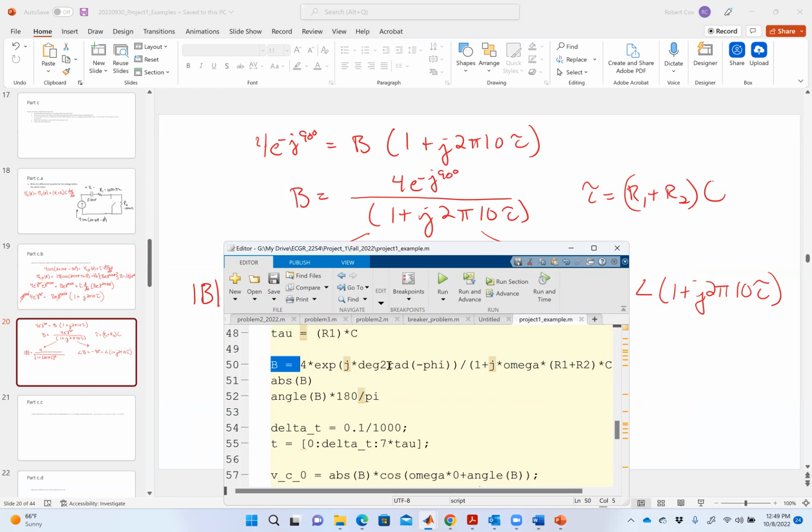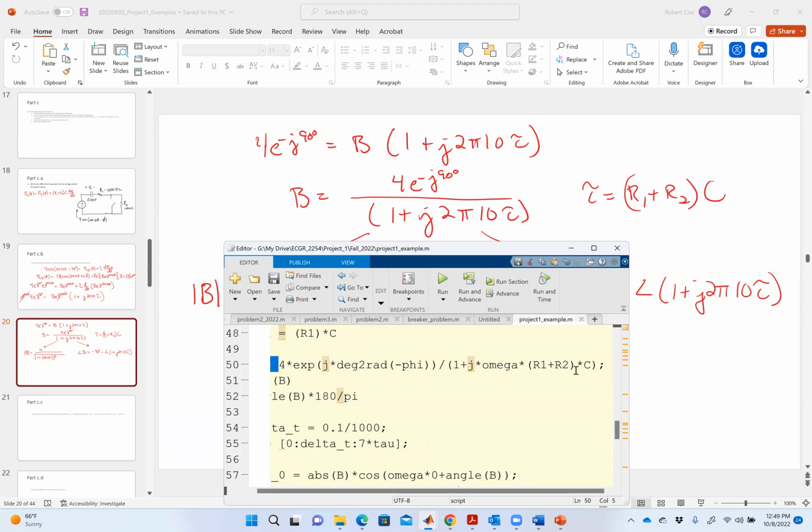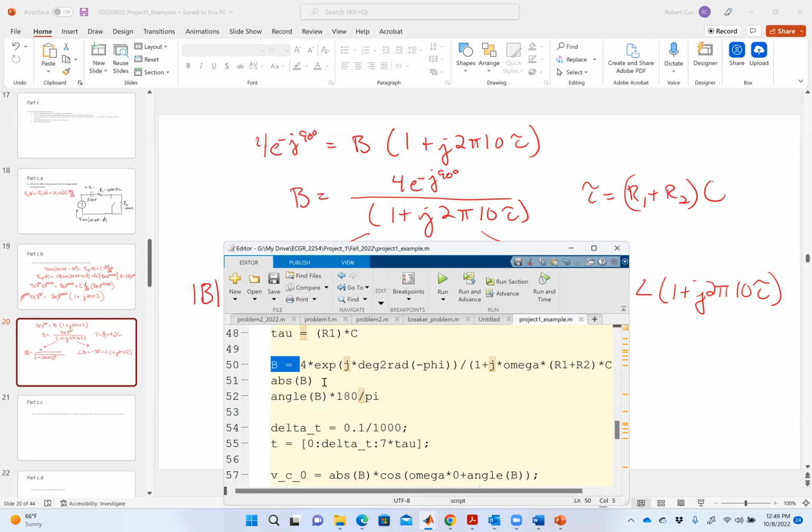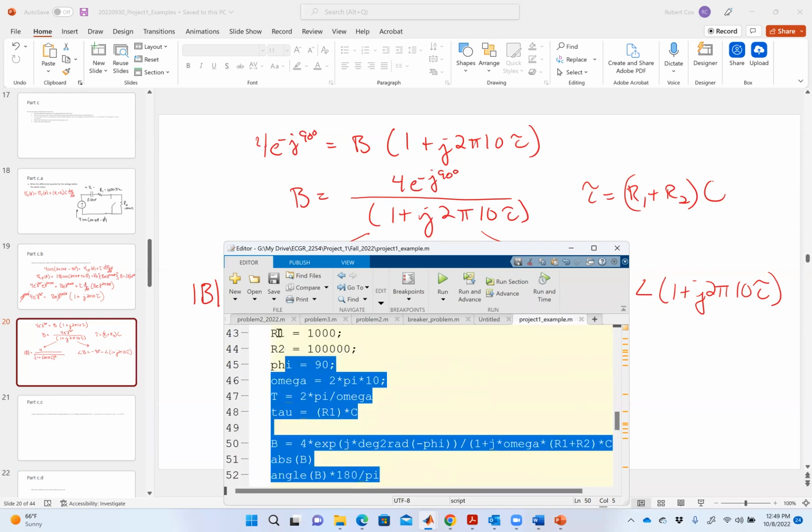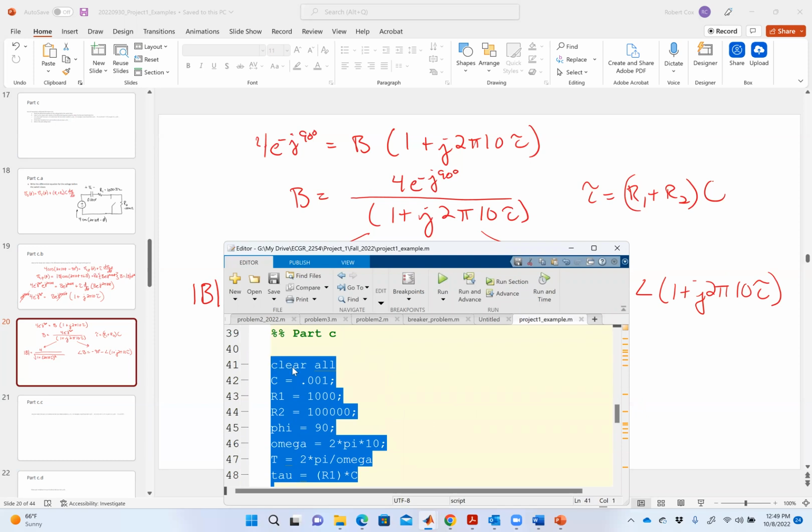So this is taking negative 90 and converting it to radians. And on the bottom, I have 1 plus j omega times tau. My tau was R1 plus R2. And then I take its magnitude and its angle. So let's run that and see what we get.